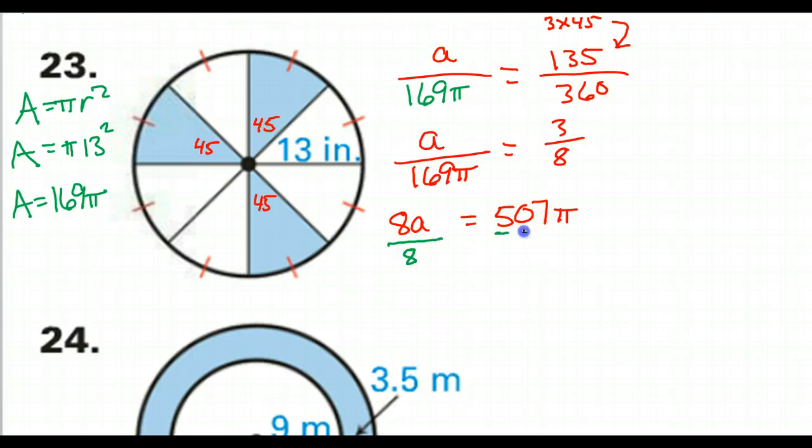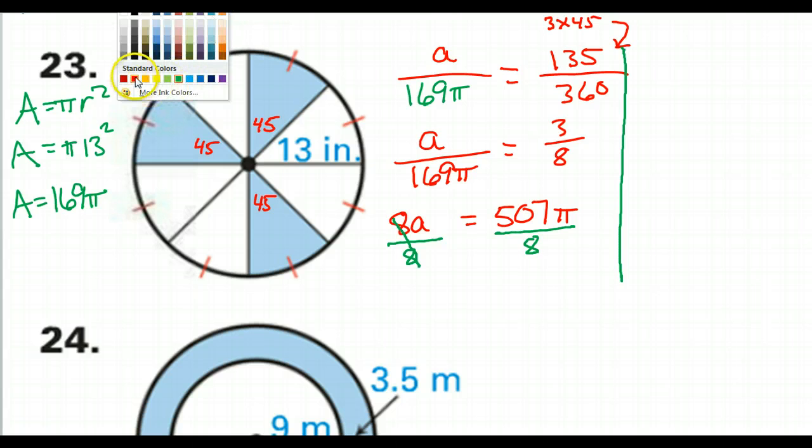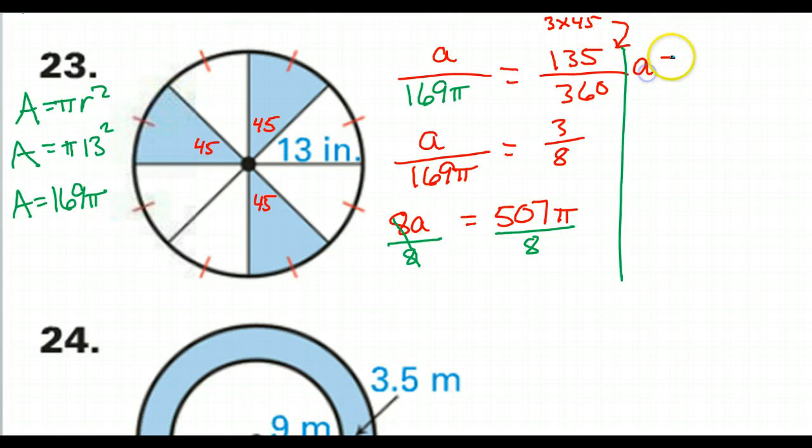So dividing by 8 on both sides, that's going to give us the answer. So really, if I wanted an exact answer, this would be it: 507 pi over 8. What's this? Square inches. So this would be my exact answer right here.